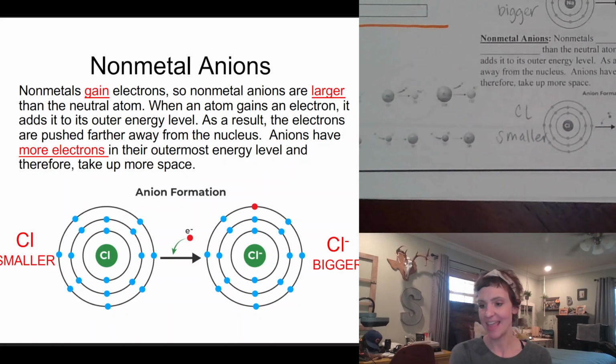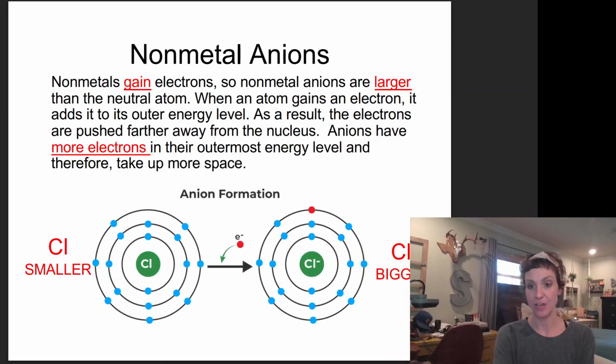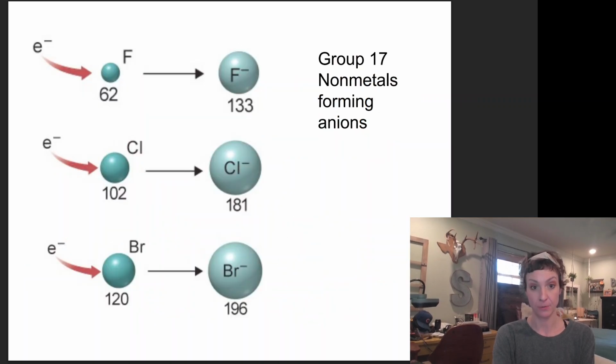Okay, and then I want us to see if we can look at some of the nonmetals forming their ions. So here are some halogens. I have fluorine, chlorine, and bromine. So these are my group 17 halogens. That makes sense. They get bigger as I drop down that group because the atomic radius trend increases because I'm adding energy levels. Well, same thing over here.